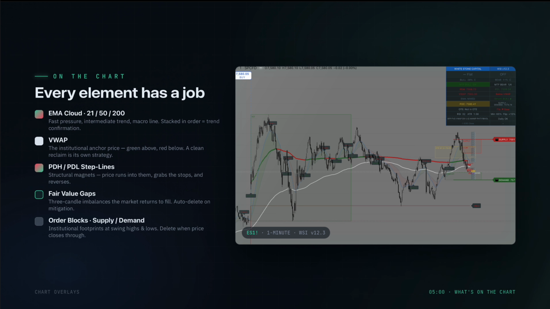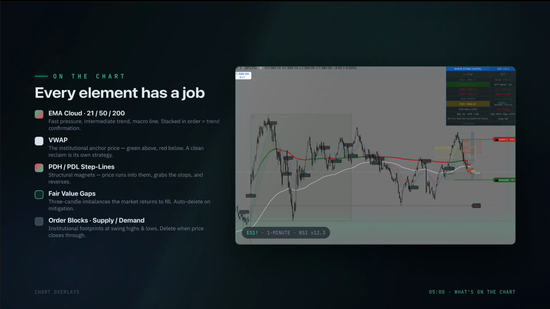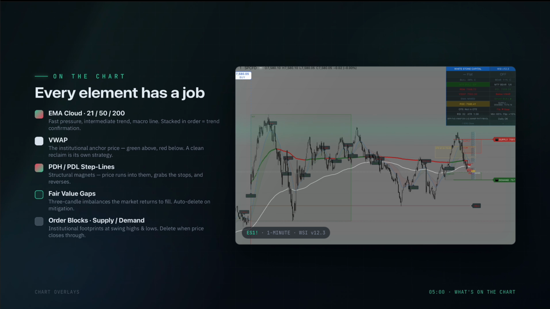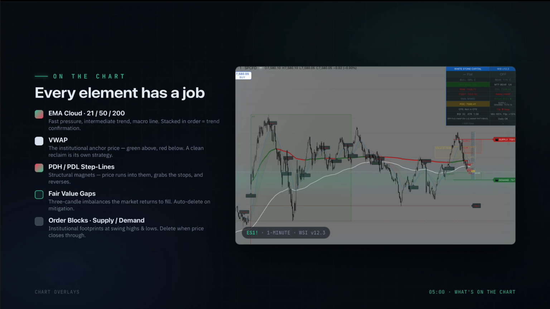Now, everything you actually see drawn on your chart, because every element has a job. The EMA cloud, 21, 50, and 200. Your trend backbone, the cloud turns green in an uptrend, red in a downtrend. VWAP, the volume weighted average price, institutions anchor to it, green above, red below. The previous day high and low as flat step lines. Structure management, where price runs into and reverses. Fair value gaps, 3 candle imbalances the market comes back to fill, and the order blocks, labeled supply and demand, at the last swing high and low, the footprints of institutional grade orders.